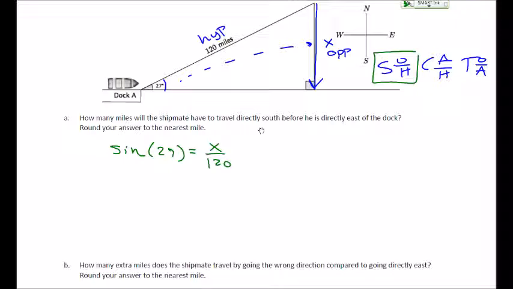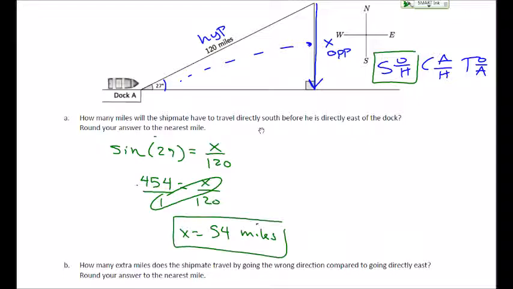And the sine of 27 degrees is 0.454, which is equal to x over 120. Put this over 1 so it looks like a proportion. 1 times x is x, and 120 times 0.454 is 54 miles, rounding it to the nearest mile.